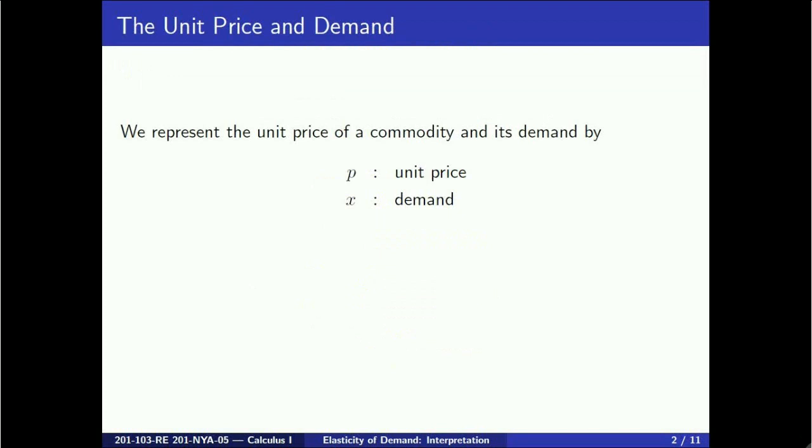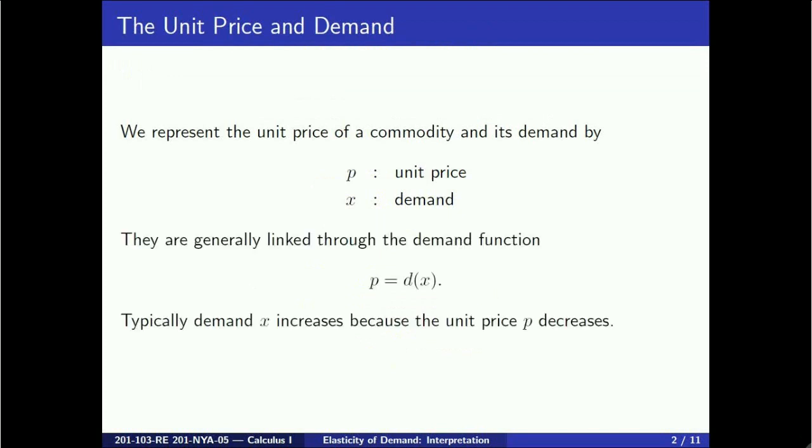We have seen that these two quantities are generally related through what is called the demand function. So P is a function of X. Letting that function be D, we then write P equals D of X. Typically, demand X increases because the unit price P decreases. In other words, increasing X decreases P, and this makes function D usually a decreasing function.